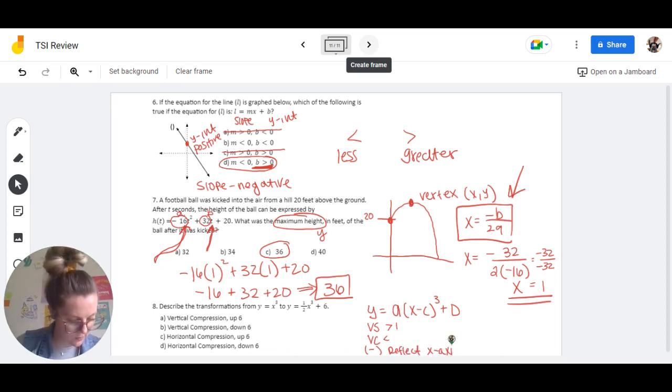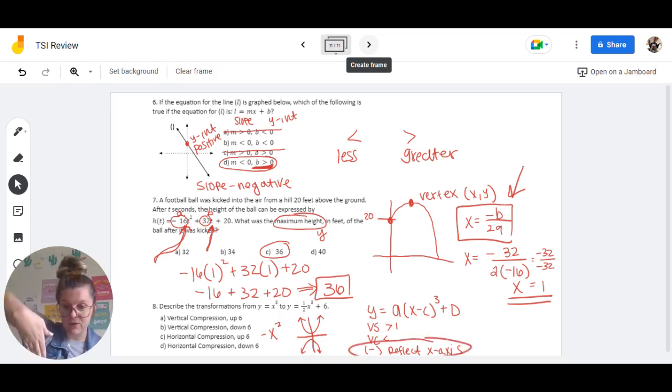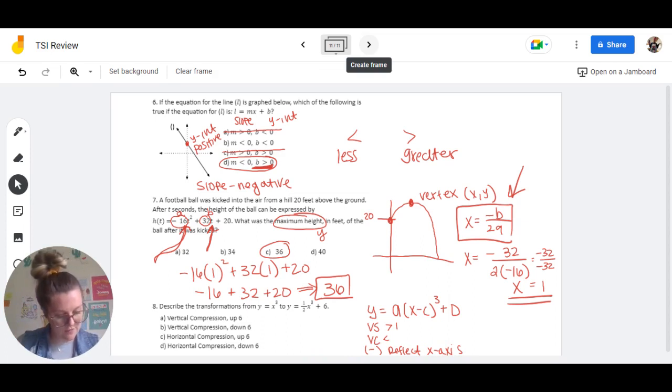Y'all remember when we had quadratics and we had a positive or concave up? Remember when it flipped upside down, it was because we had a negative in front of the x squared. That's what I mean by reflecting over the x-axis. Whenever you have a negative, your graph is going to flip upside down. Okay, using this information, let's go ahead and look. So because we have a 1/2 in front of our x cubed, 1/2 is less than 1. So I'm going to go ahead and say this is a vertical compression and get rid of these 2 down here.